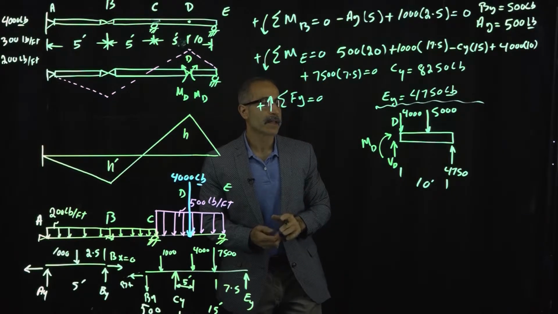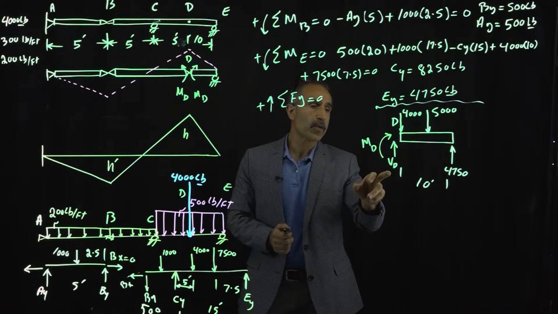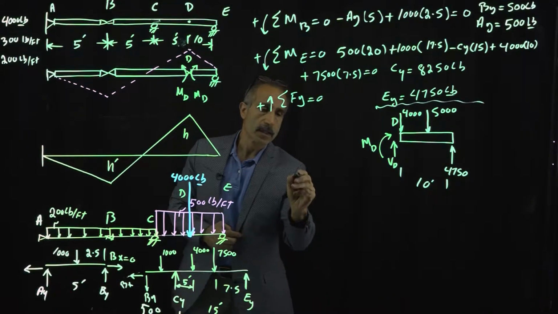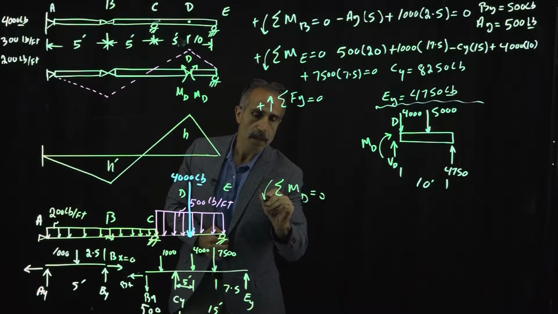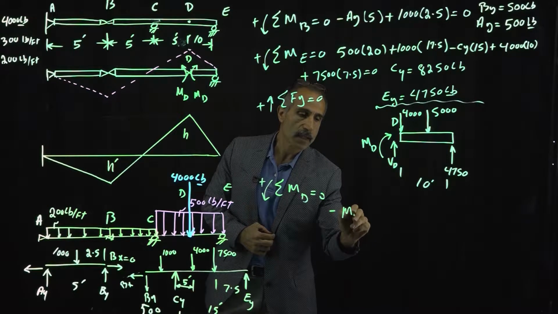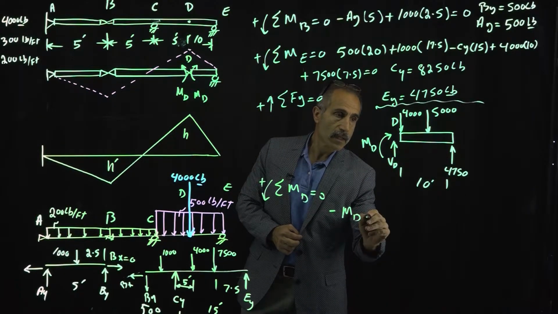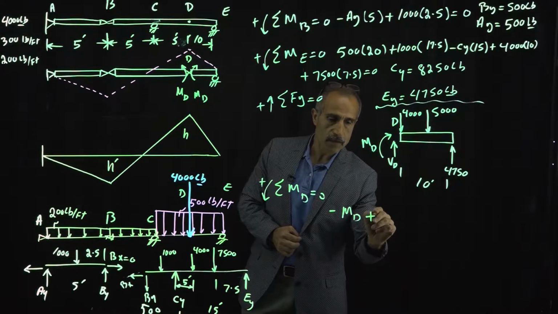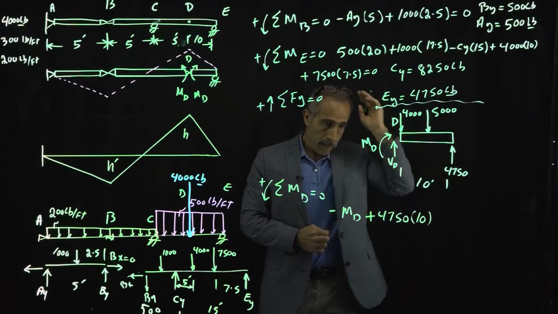All right. And how are we going to do this? We're going to take a summation of moments about this point, and we can calculate MD. So we're going to say summation of moments about point D is equal to 0. Counterclockwise is positive. That's minus MD right there. And then I'm going to have plus 4750, and that's multiplied by 10.